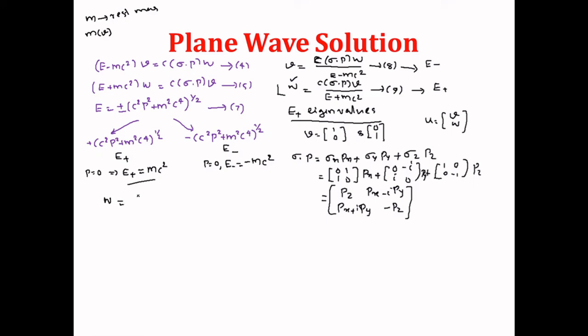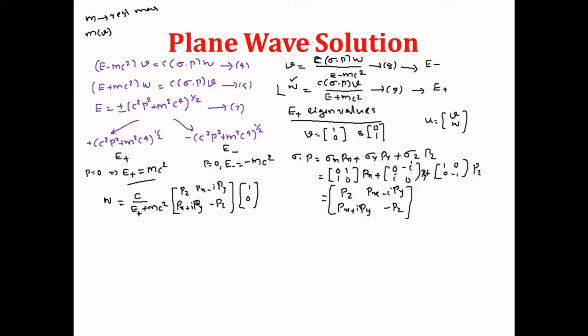The value will become C by (E plus mc²). But here the energy eigenvalues are E plus, so we can write it as C by (E plus plus mc²) into sigma dot P. Sigma dot P is [Pz, Px minus iPy; Px plus iPy, minus Pz] into V. So we have taken V as (1, 0).